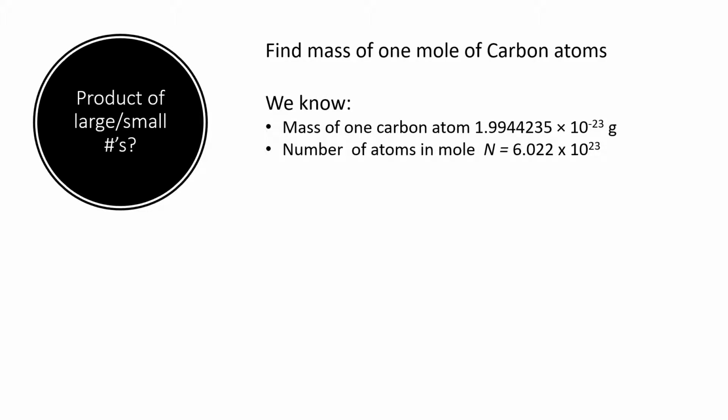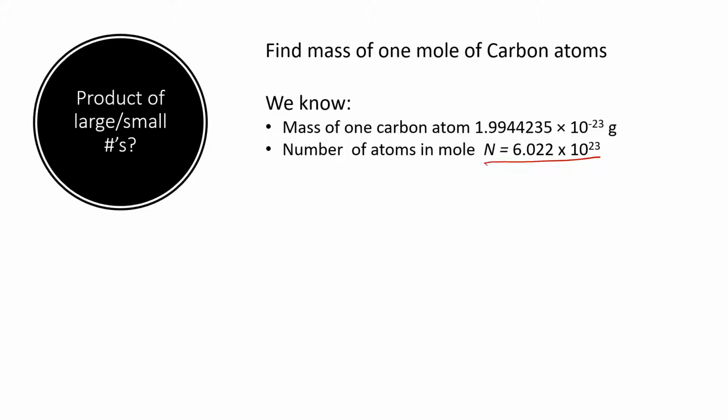This is a case where we want to find the mass of 1 mole of carbon atoms. And we know two things. We know that one carbon atom has this mass, 1.9944235 times 10 to the negative 23 grams. That is a really small number. Imagine multiplying 1/10 times 1/10 times 1/10, 23 times. That is a really small number. On the other hand, the number of atoms in a mole is this very large number, 6.022 times 10 to the 23. We saw that before.